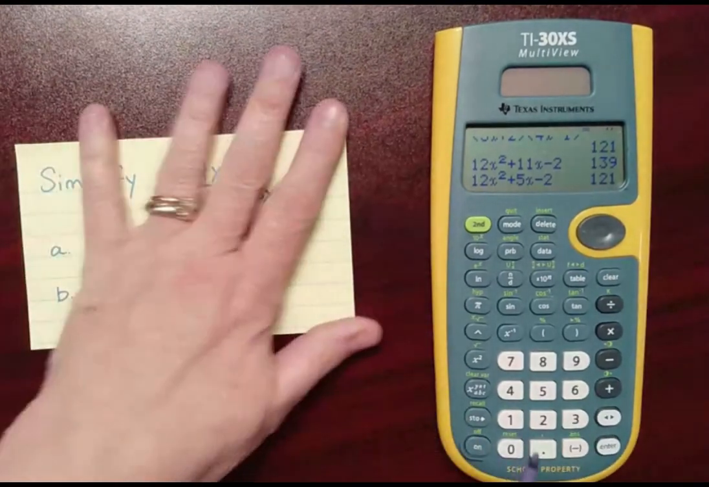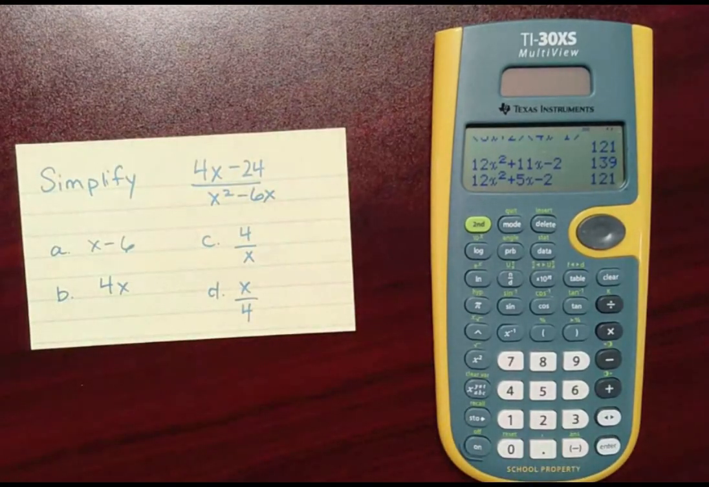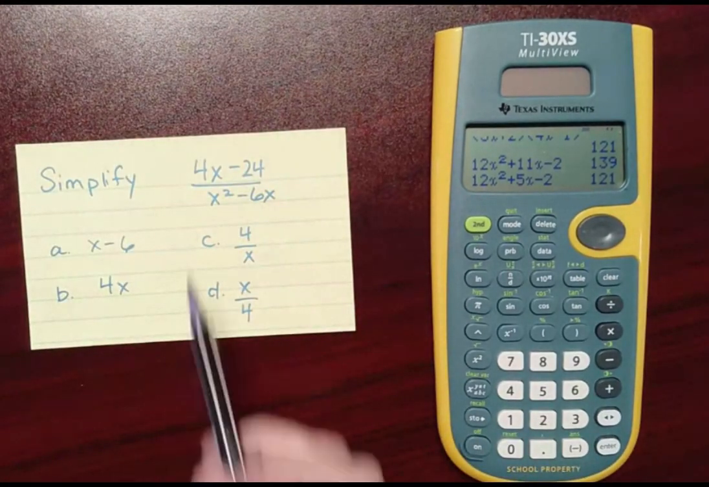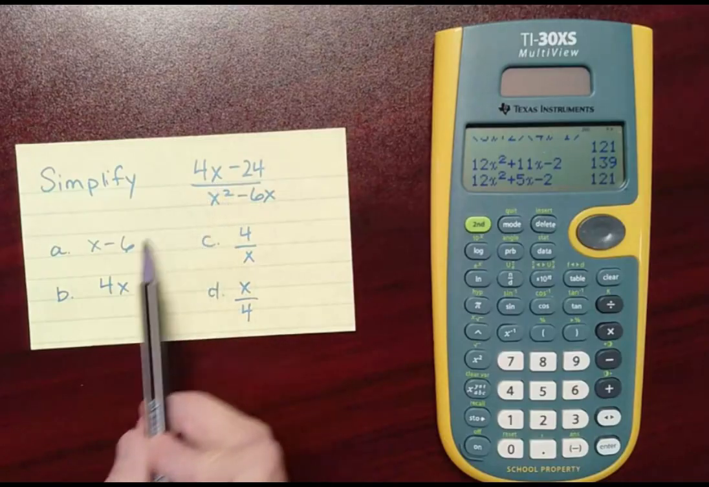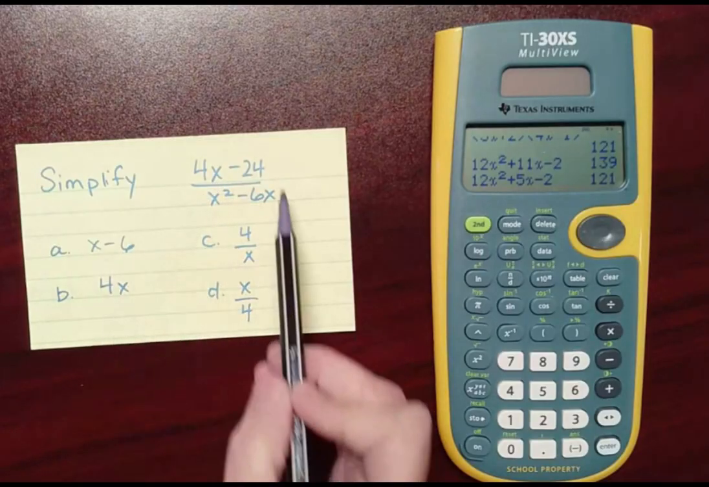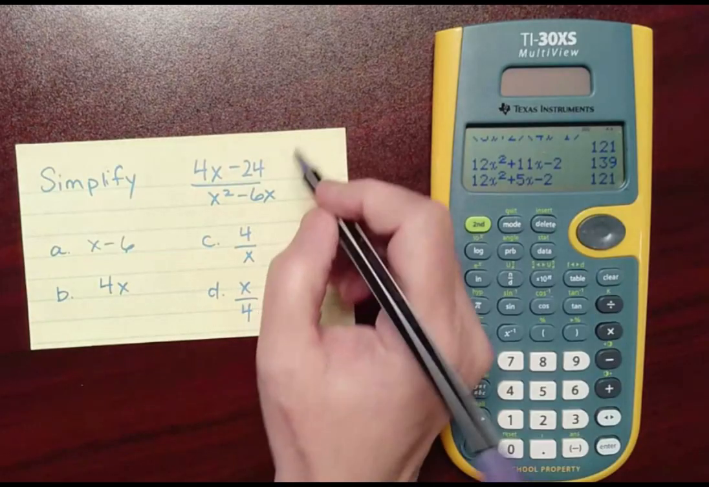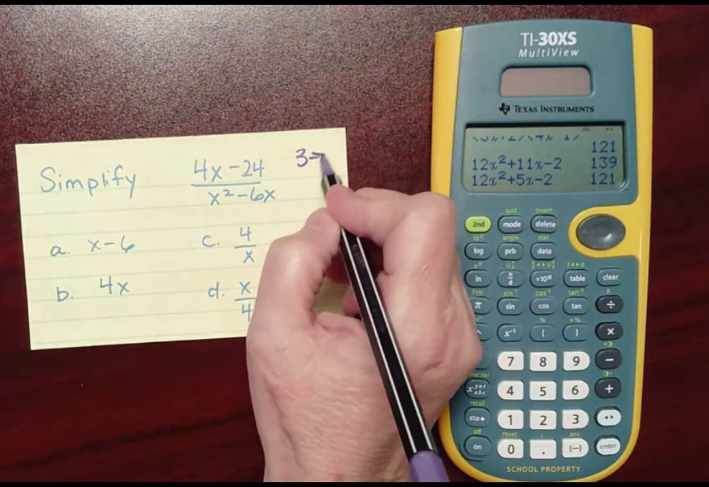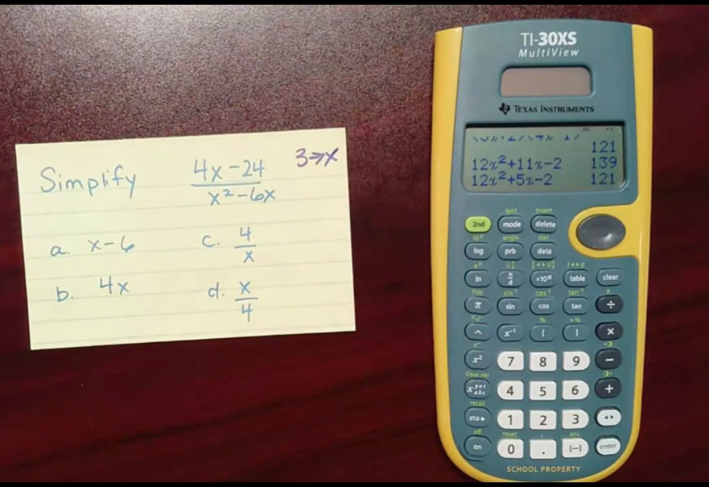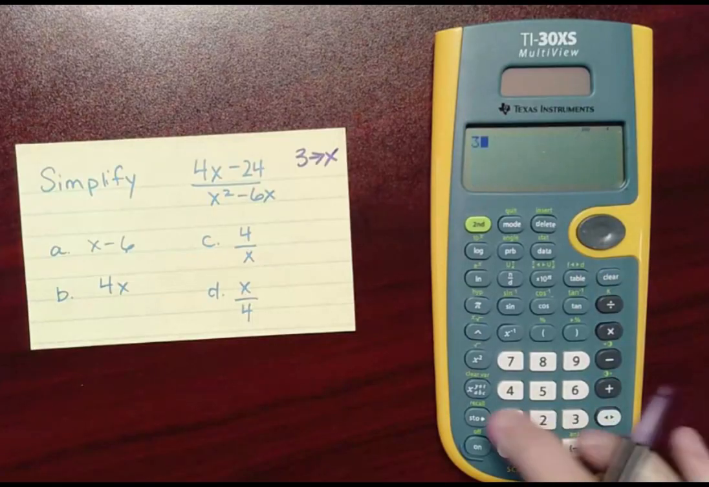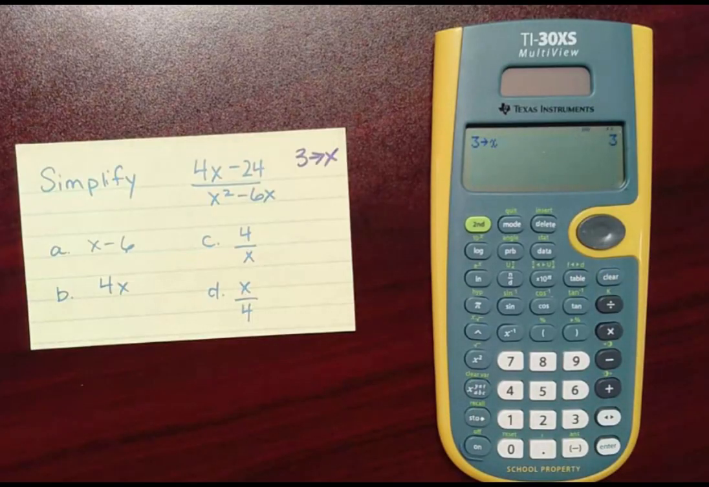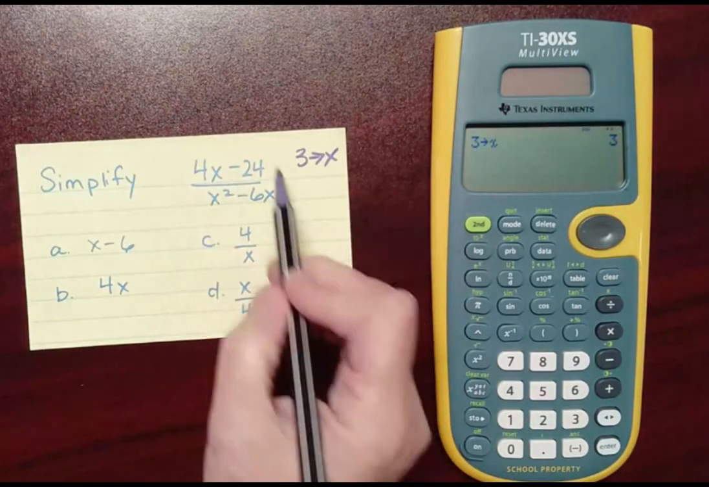Here's another one where we're looking for an equivalent expression. What are we looking for? We have x in the question and x in the answer. You might not know how to simplify that, so we can use this trick. We're going to store 3 for x. 3, store x, enter. We'll type in our question first.